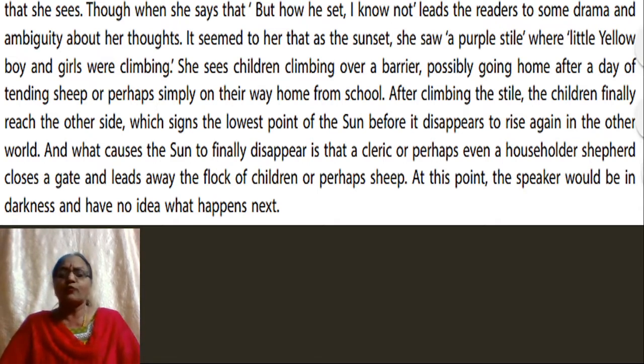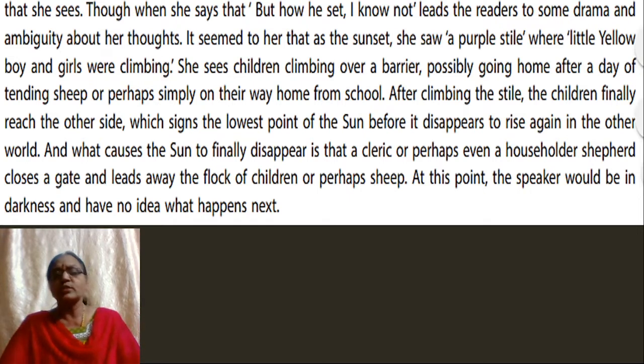And what causes the sun to finally disappear is that a cleric, or perhaps even a householder shepherd, closes a gate and leads away the flock of children, or perhaps sheep. So here the poetess wonders, what is it actually that is causing the sun to finally disappear? It could have been a cleric, a clergyman, or even a household shepherd who's closing the gate and leading the flock of children, or perhaps sheep. At this point, the speaker would be in darkness and have no idea what happens next.